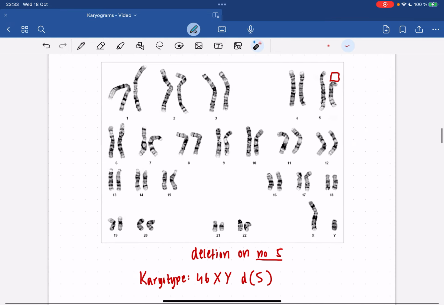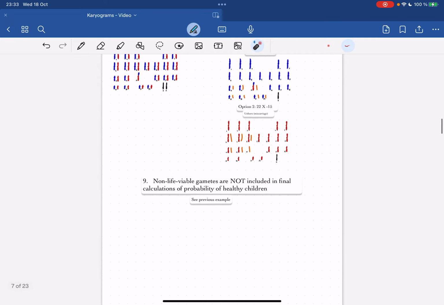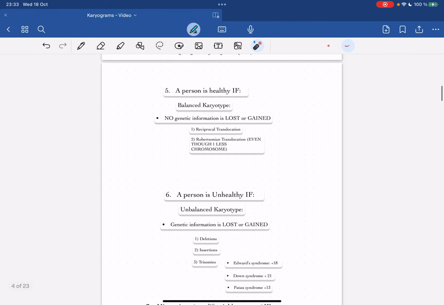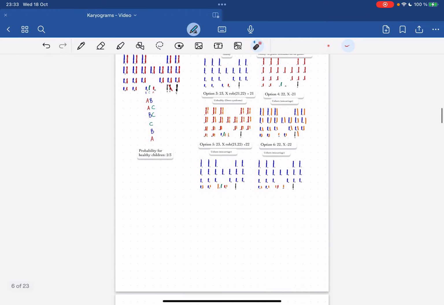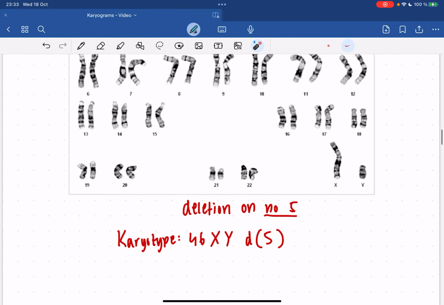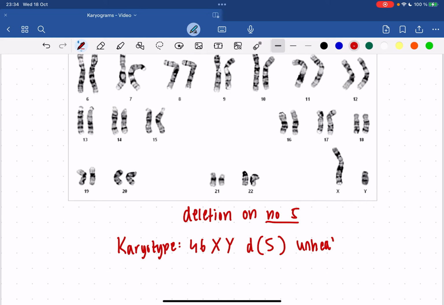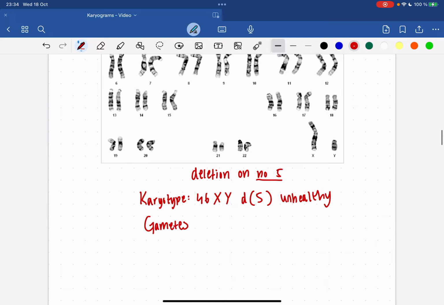Is this a healthy or an unhealthy person? Remember, if we lost or gained additional information, it will be unhealthy. However, if it's a balanced karyotype, or a piece of information has just migrated into another piece, then we have healthy people. However, here, if we remember from our little notes, a person is unhealthy if there's deletions, insertions, or trisomies specifically. So in our case right here, because it's just a deletion, it hasn't migrated anywhere else in this table, it has to be unhealthy because we've lost genetic information. Now we draw the gametes. So this will be interesting if you remember.